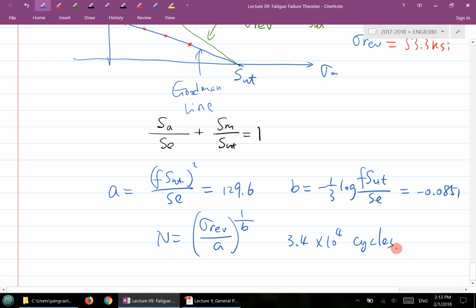Good. So this is basically a different perspective, estimating the number of cycles when what you have is a fluctuating type of loading.